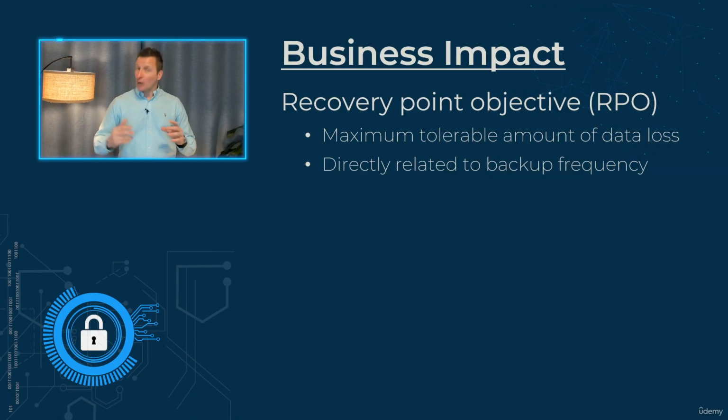Two important terms related to business impact analysis are the recovery point objective, the RPO, and the recovery time objective, or the RTO. The RPO relates to the maximum tolerable amount of data loss. So for example, if we can tolerate up to 1 hour of data being lost forever, we cannot get it back, then that means our RPO is 1 hour. That also plays into your backup frequency. How often should you take backups? Well, if your RPO is 1 hour, you need to be taking backups at least once every hour.